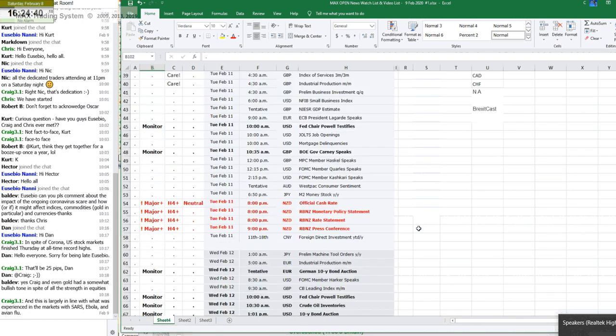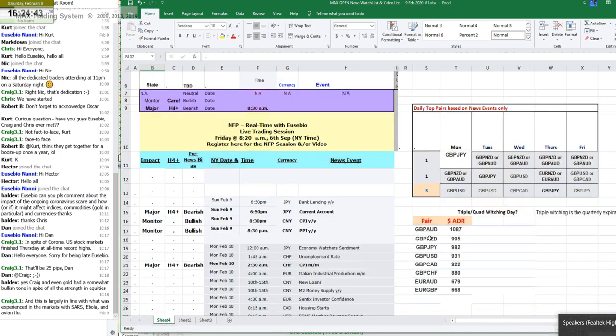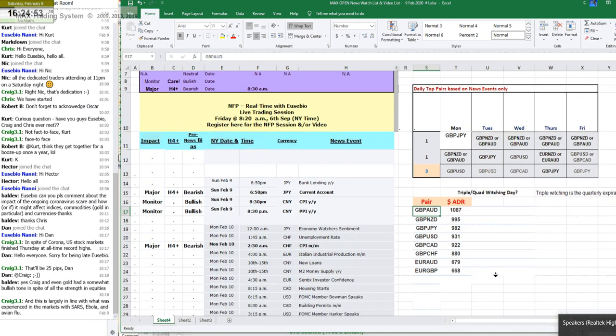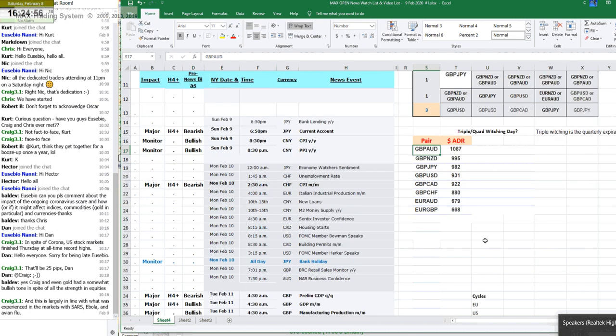Eusebio, do you want to go through this afterwards to save a bit of time? And I meant to bring this up beforehand. No, we can do that now because it will be very fast. We don't have a lot of major news.